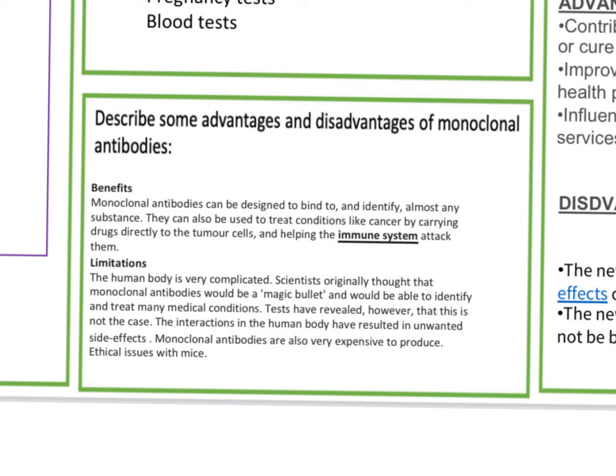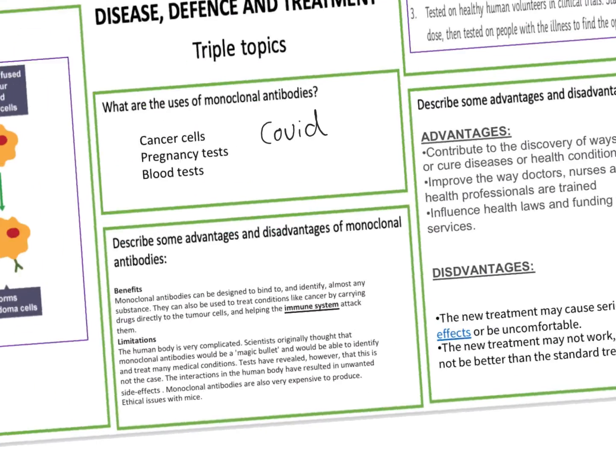Limitations: the human body is very complicated. Scientists originally thought monoclonal antibodies would be a magic bullet. However, this is not always the case. Some unwanted side effects: they're very expensive to produce, and then there's also the ethical issues of using mice.